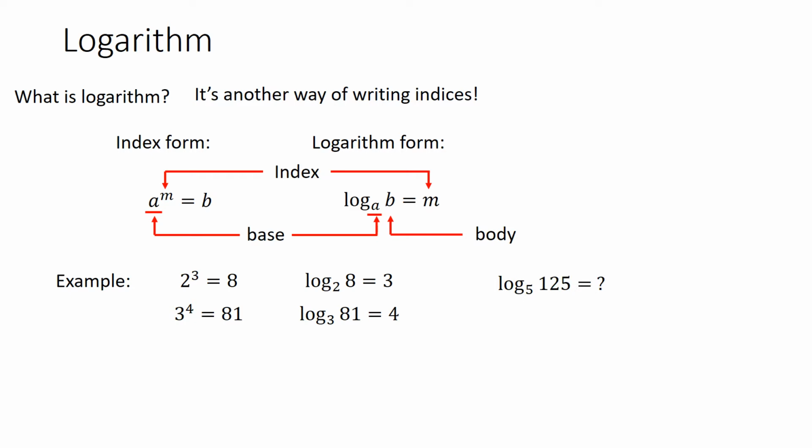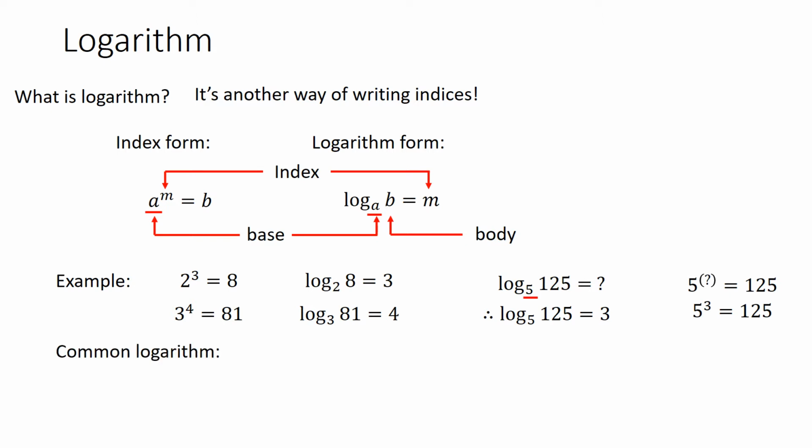Now, how can we interpret this equation? Log base 5 of 125 equals what number? So we can take it like 5 to the power of a number equals 125. What is this number? It is 5 to the power of 3 equals 125. Therefore, log base 5 of 125 equals 3.